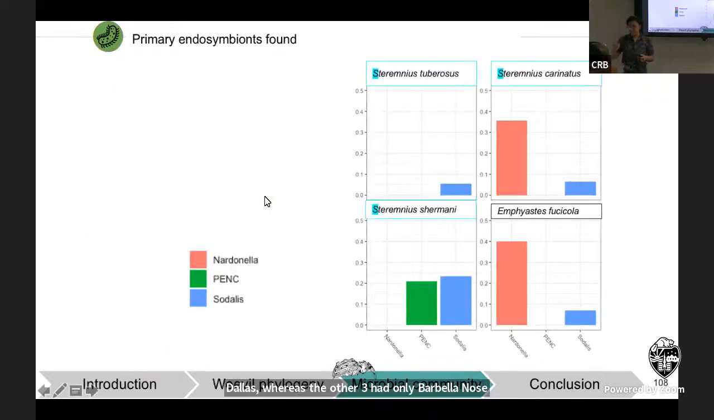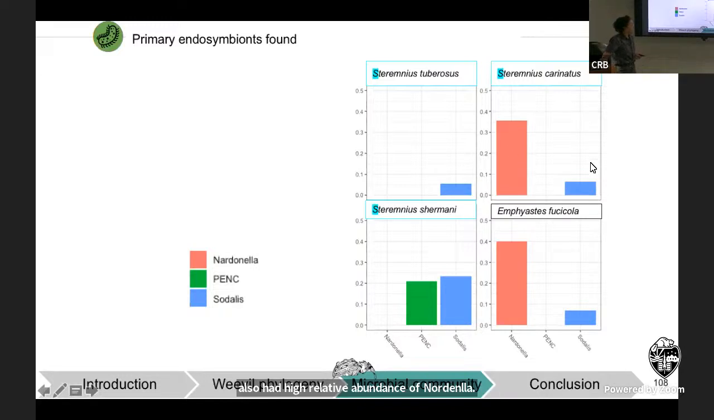In Stremnius, all of them had Sodalis. So here's Stremnius tuberosus, Stremnius carinatus, and Stremnius germani. Sodalis is the blue bars, and we're looking at a chart of relative abundance, so the higher the bar, the more of that microbe in their community. But interestingly, in Stremnius carinatus, I found not only Sodalis like other Stremnius, but also a high relative abundance of Nardinella.